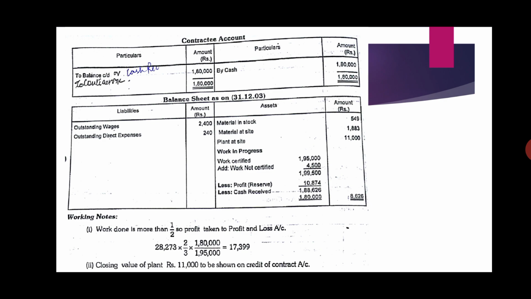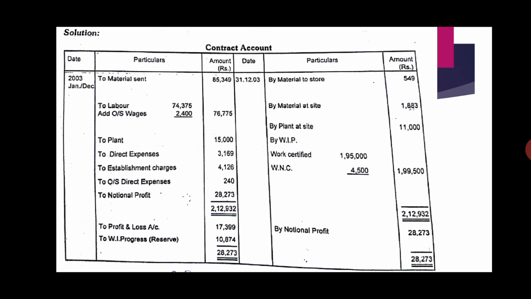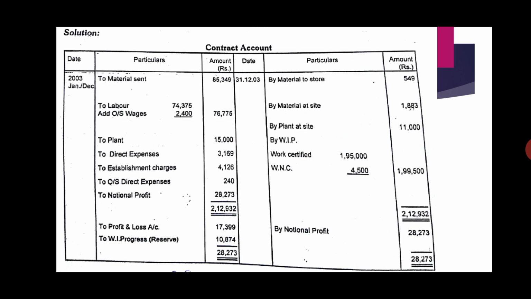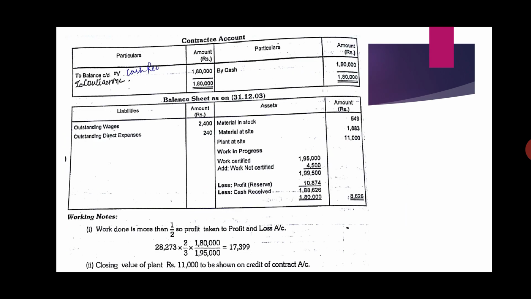Next, on the credit side of the contract account, it is material at site, which is 1,883. Now this is also written. What else is written on the credit side of the contract account? Plant at site 11,000. So write down 11,000. It means all the credit items which are left at the site, unused for that contract but can be utilized for other contracts in future, have been made an asset of your company.